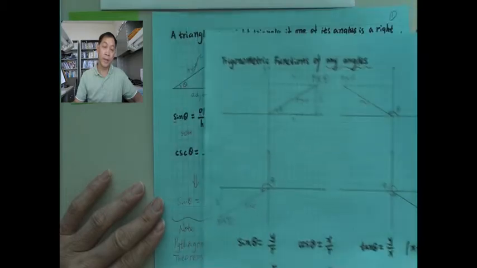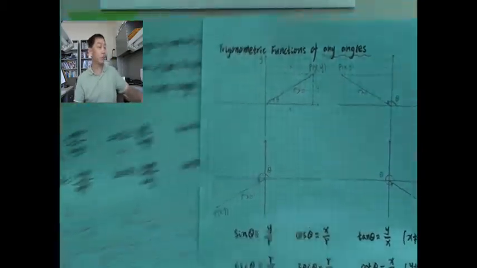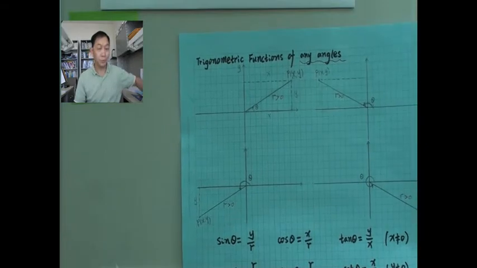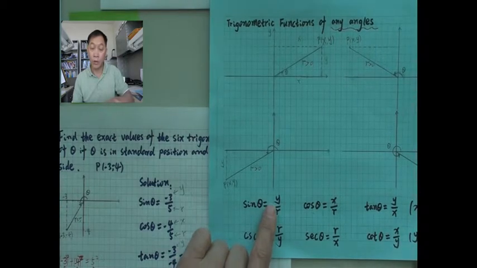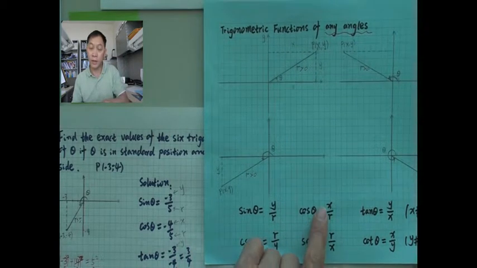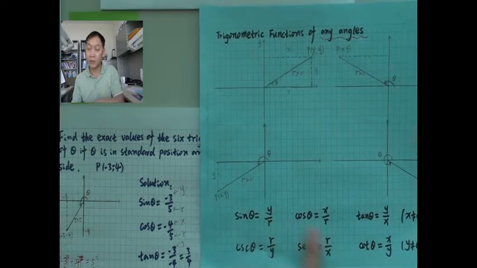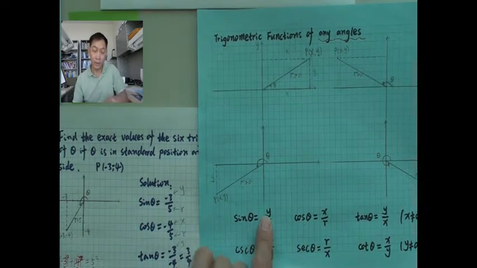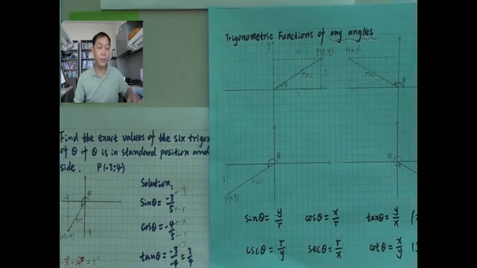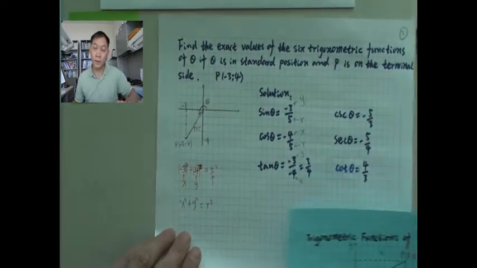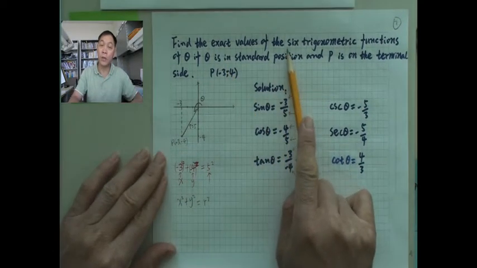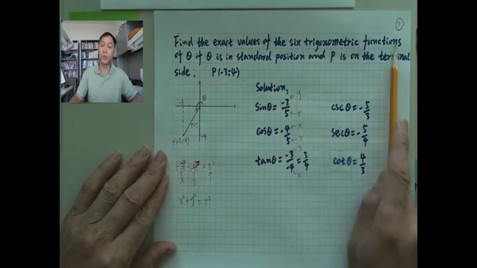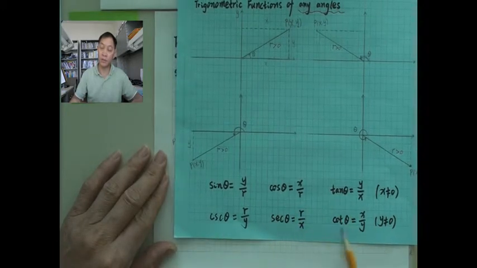Now, let's look at an example. Remember, sine is y over r. Cosine is x over r. And y is upstairs for tangent. So y is for sine. Now right here, this is an example. Find the exact values of the 6 trigonometric functions, meaning those 6: 1, 2, 3, 4, 5, 6.